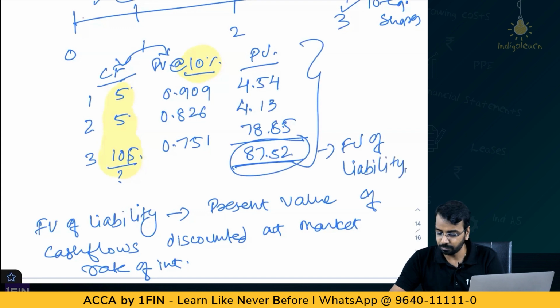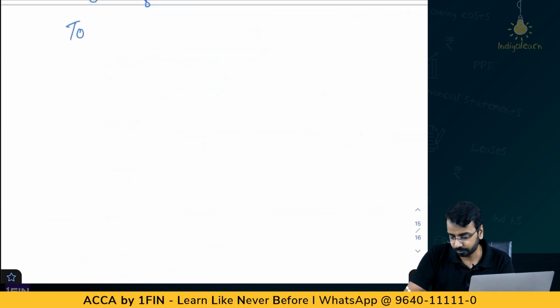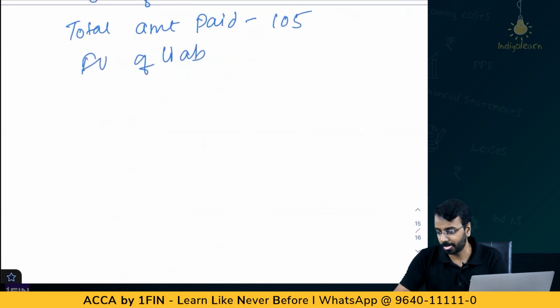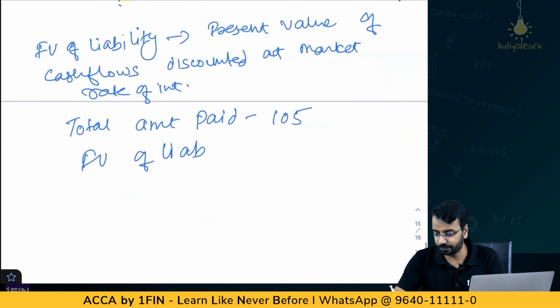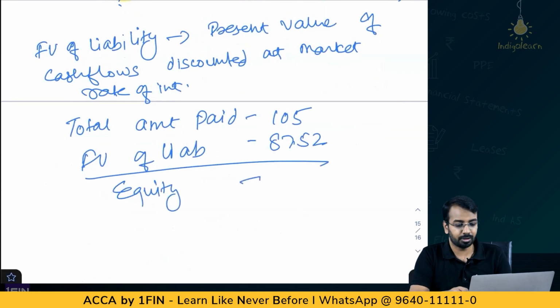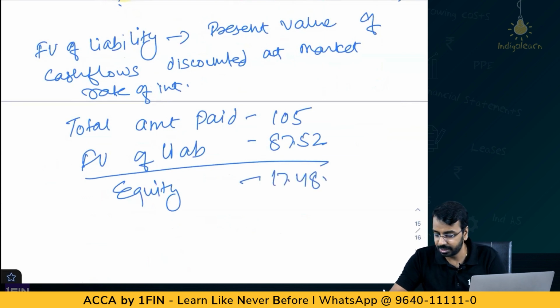This present value of 87.52 is the fair value of liability. Now, total amount paid, 105. Fair value of liability, 87.52. The balance represents equity, which is 105 minus 87.52, which is 17.48. Okay. This represents equity.